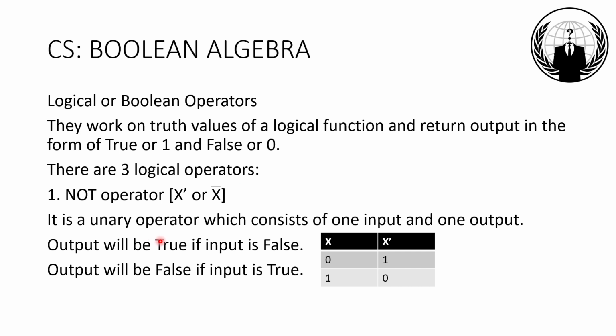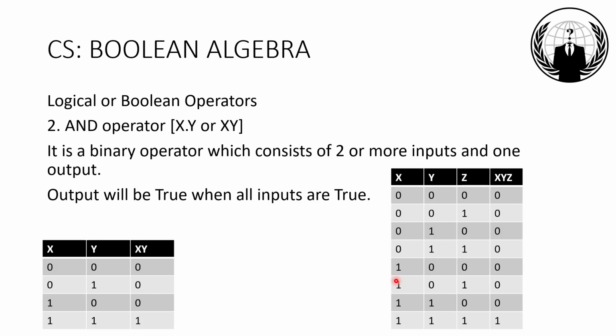So it is a unary operator which consists of one input and one output. The output will be true if the input is false, and the output will be false if the input is true. It is a vice versa process, and here is the complement and the reverse value of the input. So as we can see in this truth table, if the user has input the value as low, then the result will be high. If the input is high, the result will be low.